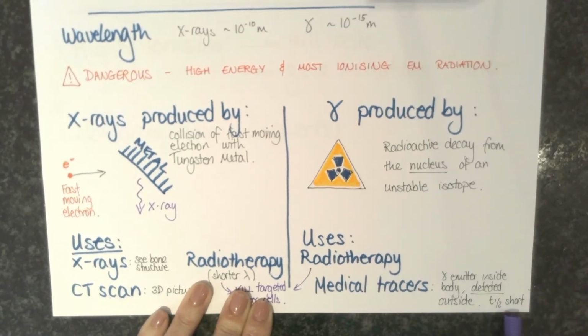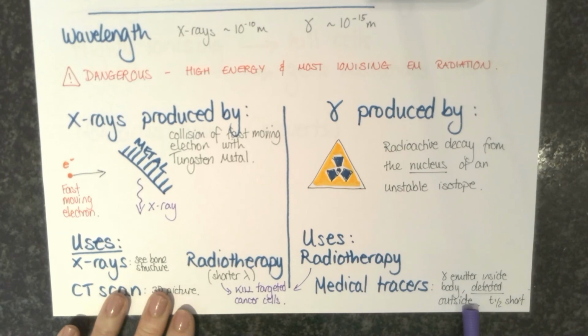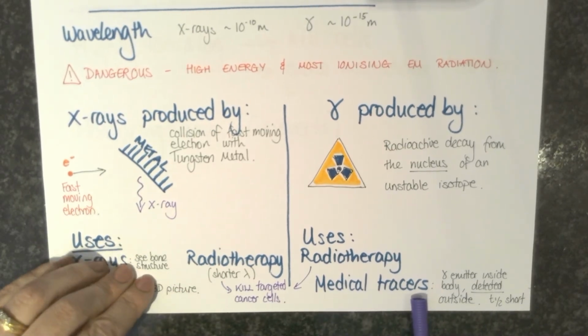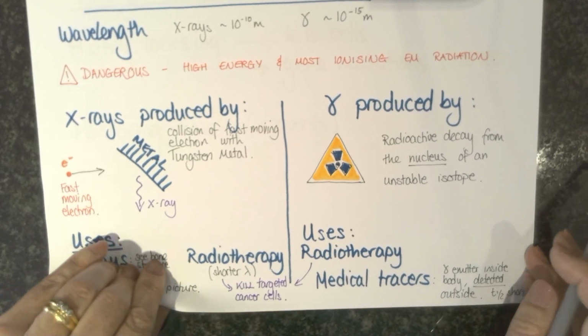The key thing here, though, is that we use a gamma emitter with a short half-life, because we firstly don't want that person to stay radioactive for very long. They will obviously be emitting gamma radiation while they have the gamma source within them. And secondly, we want to minimize the exposure to gamma radiation and therefore the potential risk of damage to cells. So there is a trade-off between being able to find out what's going on with a medical tracer and actually maybe causing damage in the process.